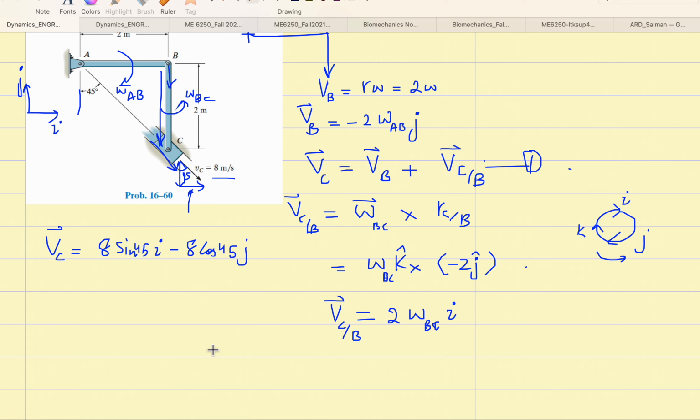Now we have done everything in the vectorial form. Let's plug it in. 8 times sine 45, cosine 45. What do you guys get? So let's write down here VC equals how much? 5.6. Yeah, 5.6.